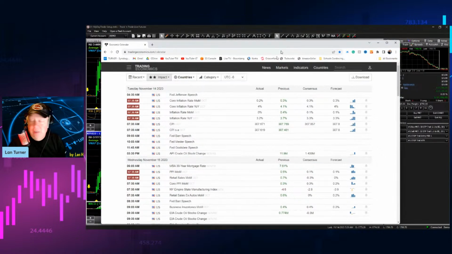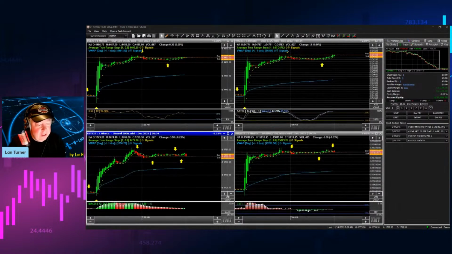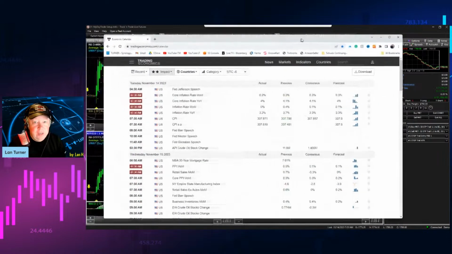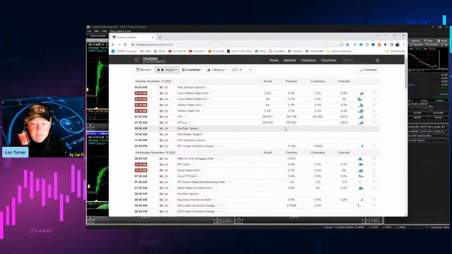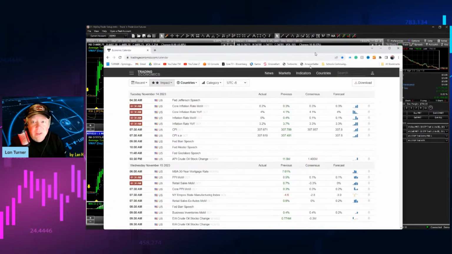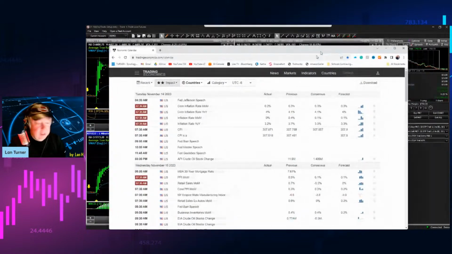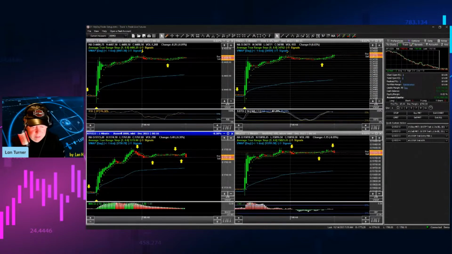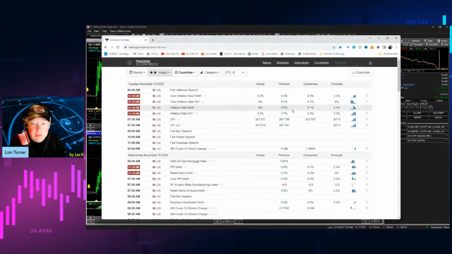So at 7:30, the bell should go off, and these core inflation numbers should come out, and the inflation rate should come out. We'll keep an eye on this. Looks like those numbers have already come out. Let's see, what time is it? 7:29. We got 1 minute until the bell rings. And those numbers have already come out.